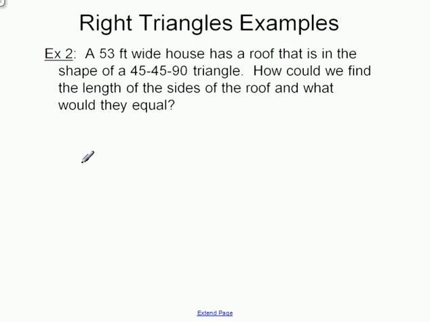So let's take a look at this example here. We have a 53-foot wide house that has a roof in the shape of a 45, 45, 90 triangle. How could we find the length of the sides of the roof, and what would they equal?